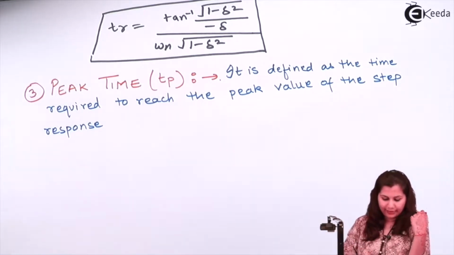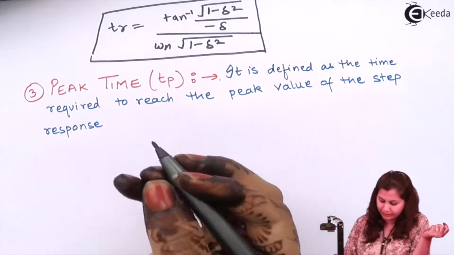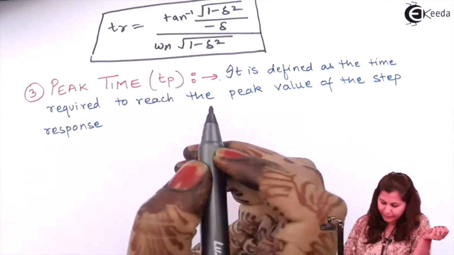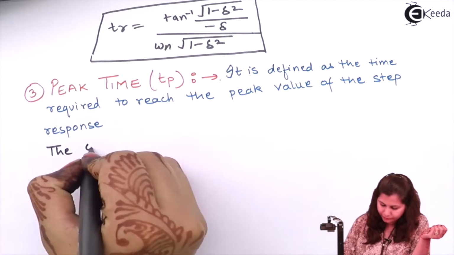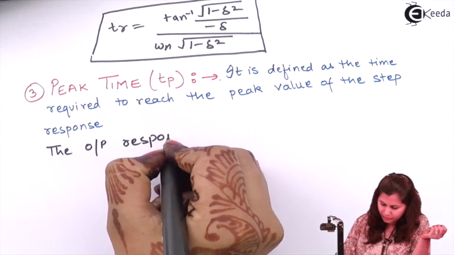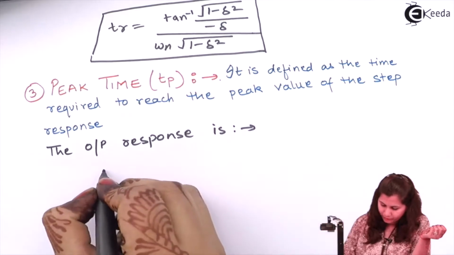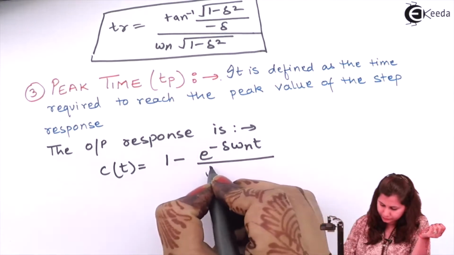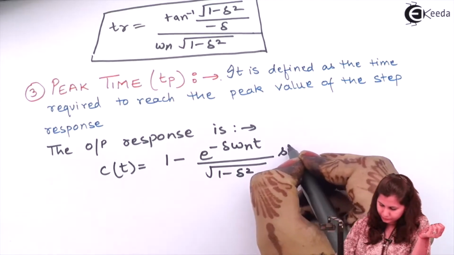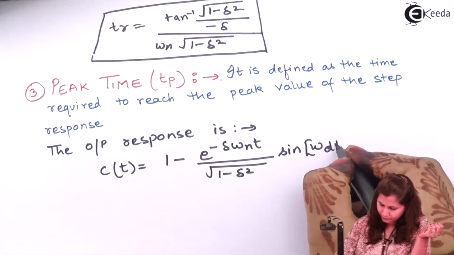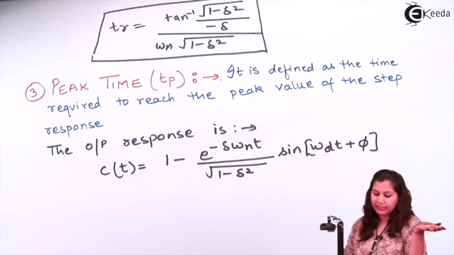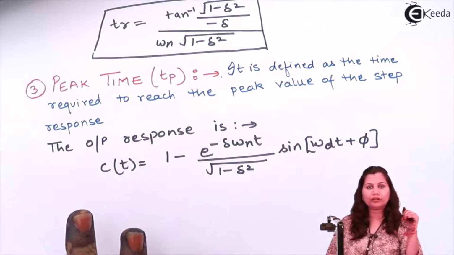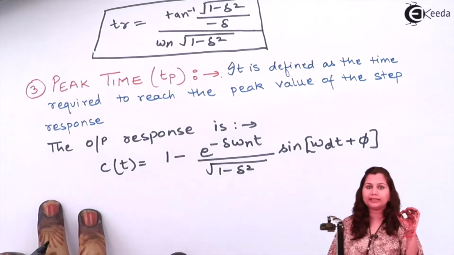Whenever we obtain the first peak, the time required to reach the peak value is called the peak time. So let us see how we can calculate this peak time. Let's derive the expression for it. Peak time is represented by tp, and we know that the output response is c(t) equals 1 minus. Just remember that we are calculating all these transient response specifications when we have applied a step input to a second order control system, and we are considering the case of an underdamped system.